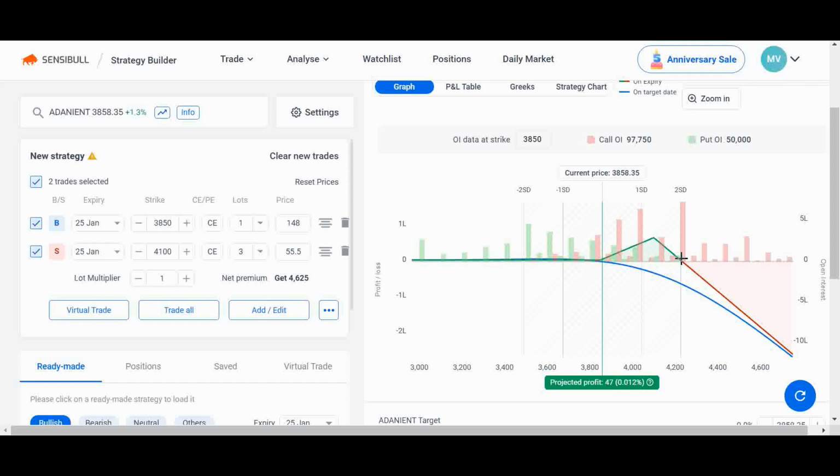So guys, this is how we should analyze the stock, and based on that, we have to form the strategy. I hope you can understand this, and this video is very useful to you. Thanks for watching.